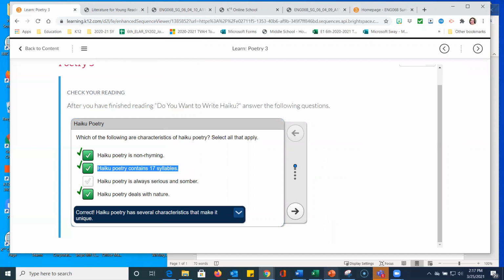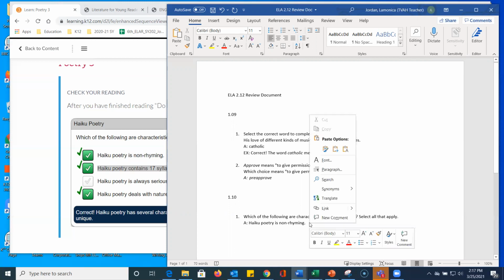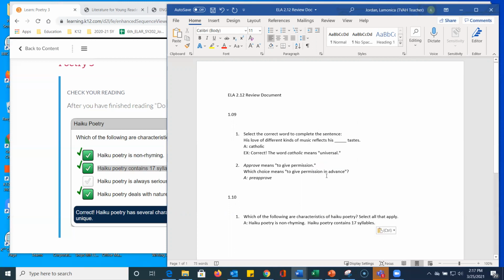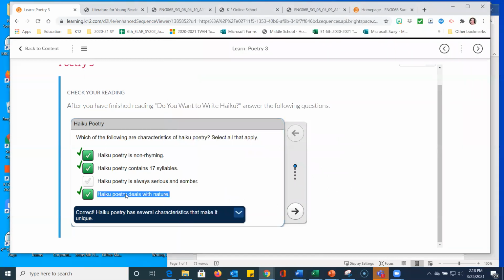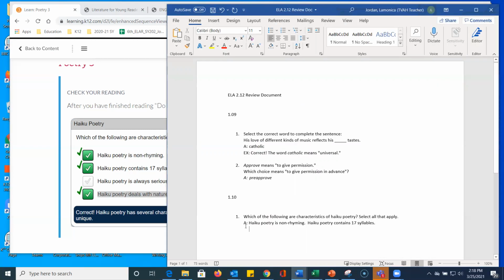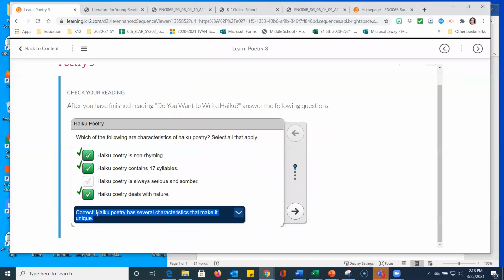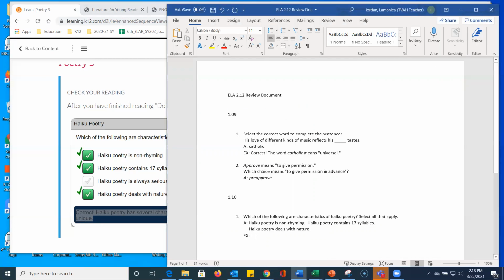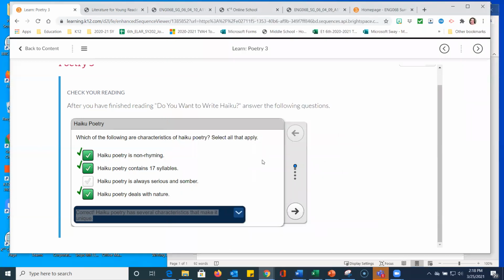Copy and paste. And then if you want to put the explanation, put EX and copy and paste. And that's what you'll do for each one. I'm going to backspace out and put number 2 so that I know I'm ready for the second one.